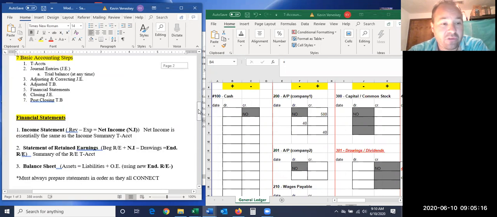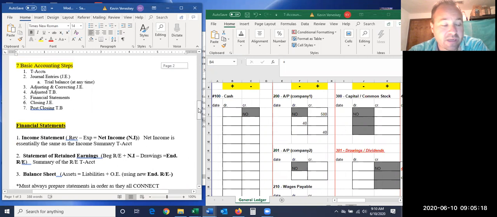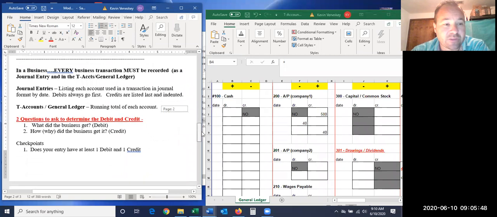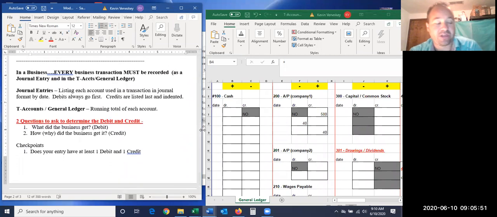Now, let's come down to the bottom, the second page. What we're going to be doing today are these two steps. We're going to be preparing the T accounts and the journal entries for transactions. And then when we're all said and done, we're going to finalize it and put everything into a trial balance. So that's our goal today, where we're going. We did the financial statements back in our first lecture. So now we're going to be covering steps 1 and 2.